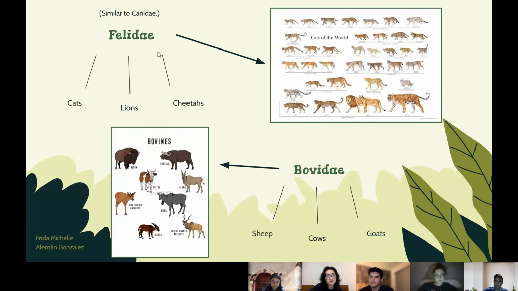Felidae are similar to Canidae in the sense that they are carnivores, and these include cats, lions, cheetahs, and other types of animals, as seen in this image. Bovine includes sheep, cows, goats, oxes, and other animals of the same kind that can be seen in this image too.